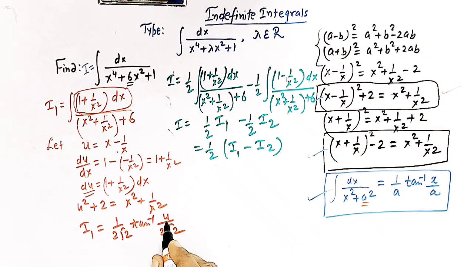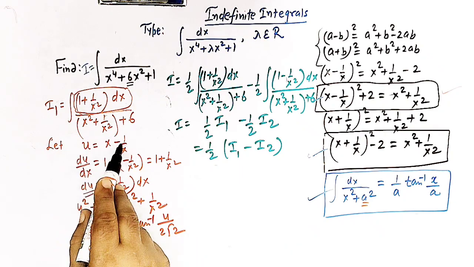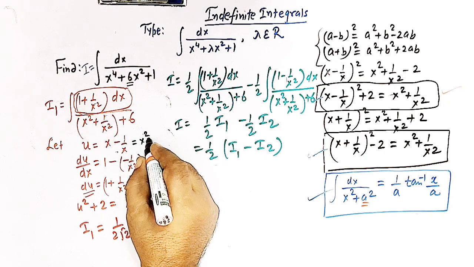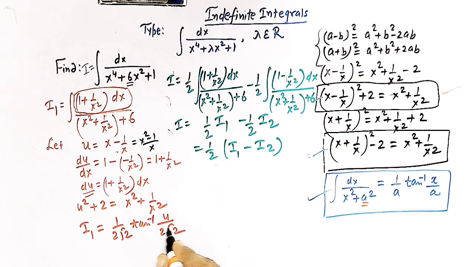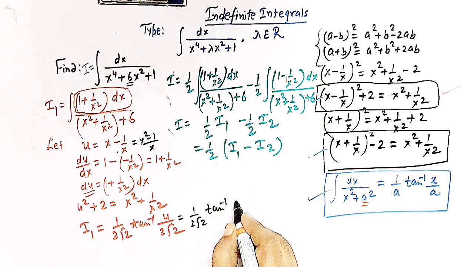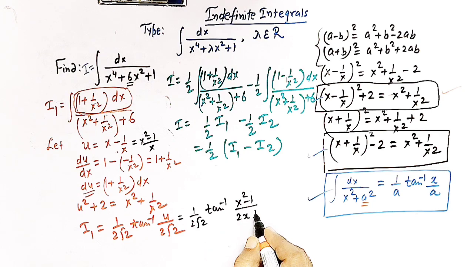So now replacing u by x − 1/x, or (x² − 1)/x, the value of I1 is 1/(2√2), and here we have tan⁻¹((x² − 1)/(2√2 x)), right? So this is the value of I1.